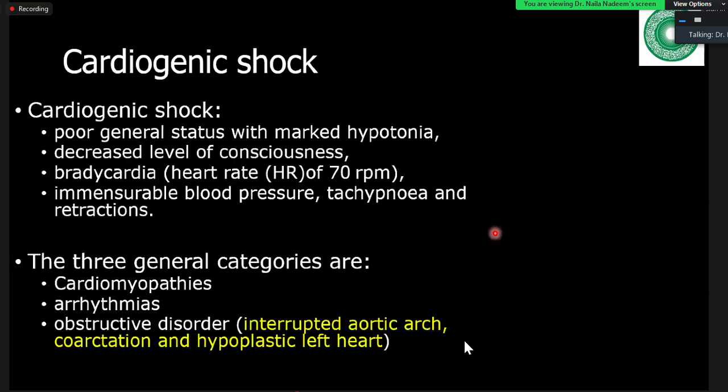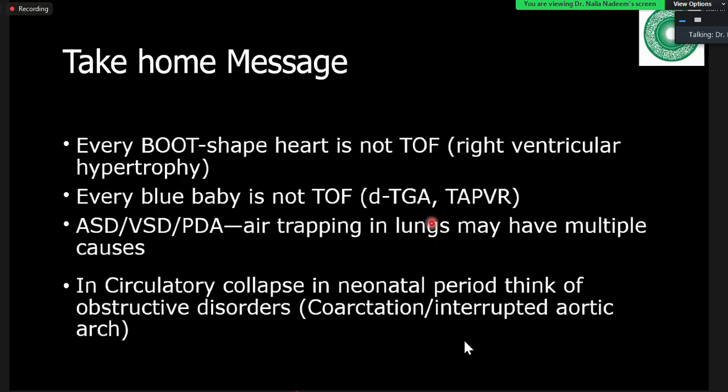So, if we just look again a little bit about cardiogenic shock: poor general status with marked hypotonia, decreased level of consciousness, bradycardia, immeasurable blood pressure. The three general categories which you immediately should think of are cardiomyopathies, arrhythmias, and obstructive disorders. Either it is severe coarctation of aorta, or it is hypoplastic left heart, or interrupted arch.